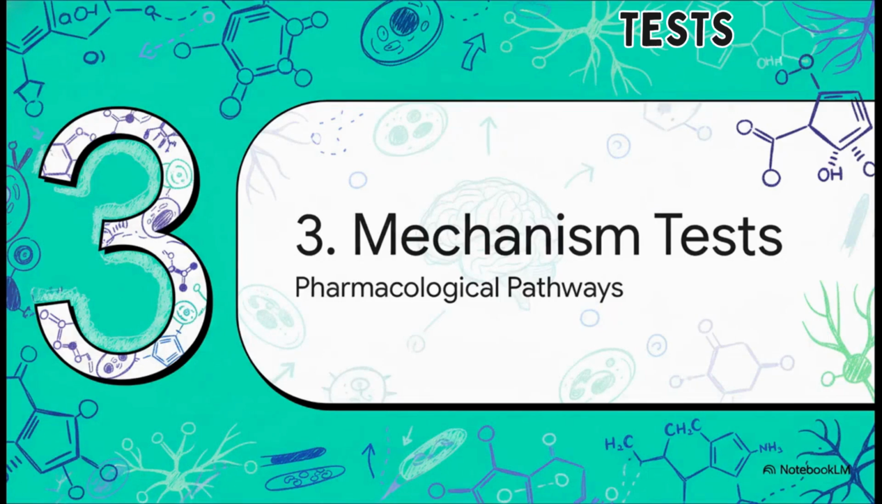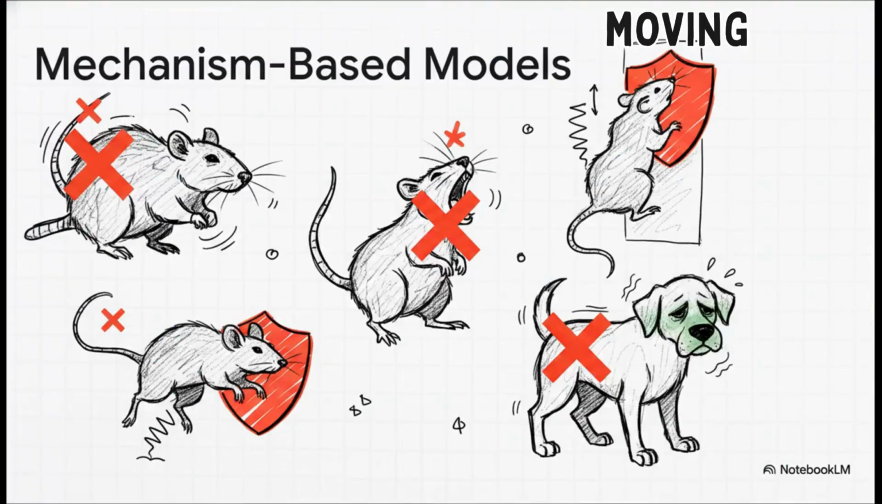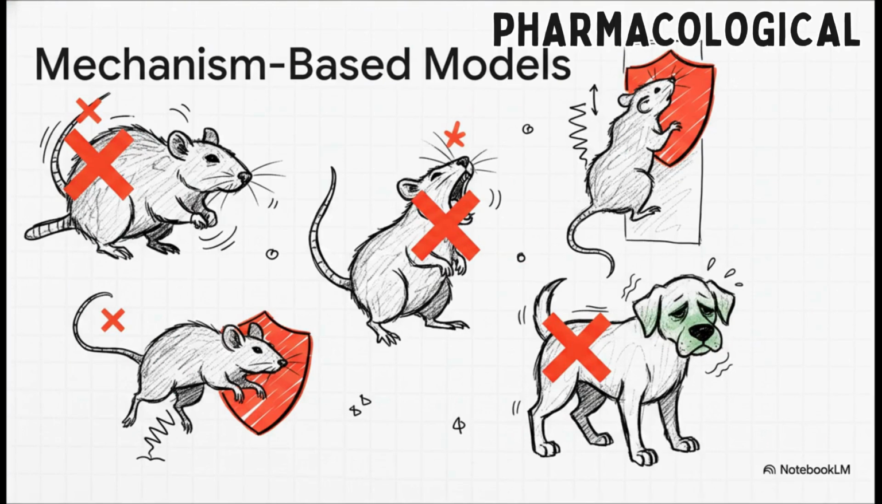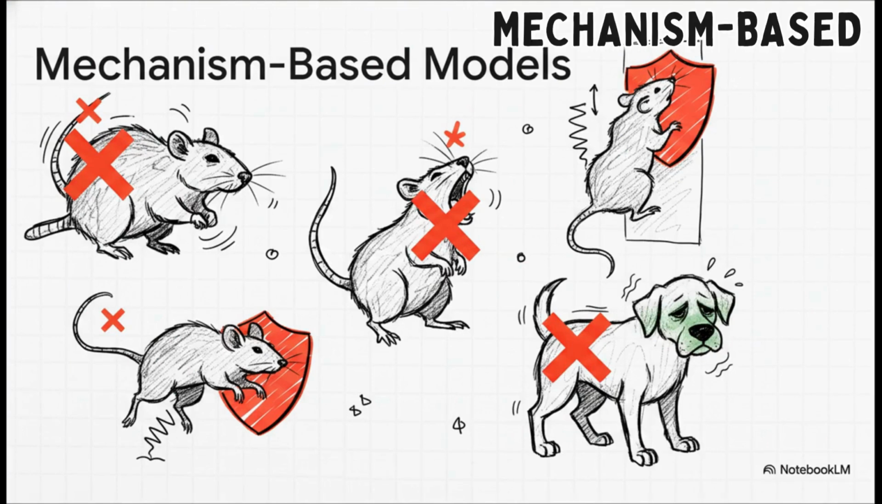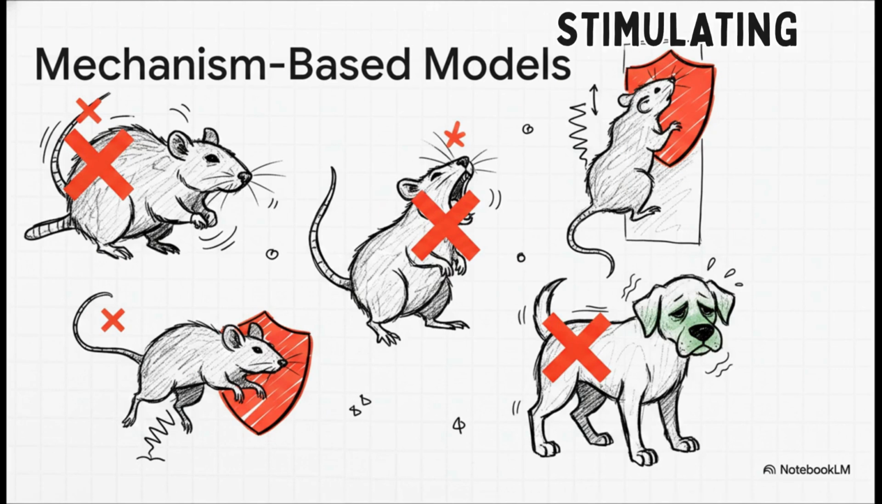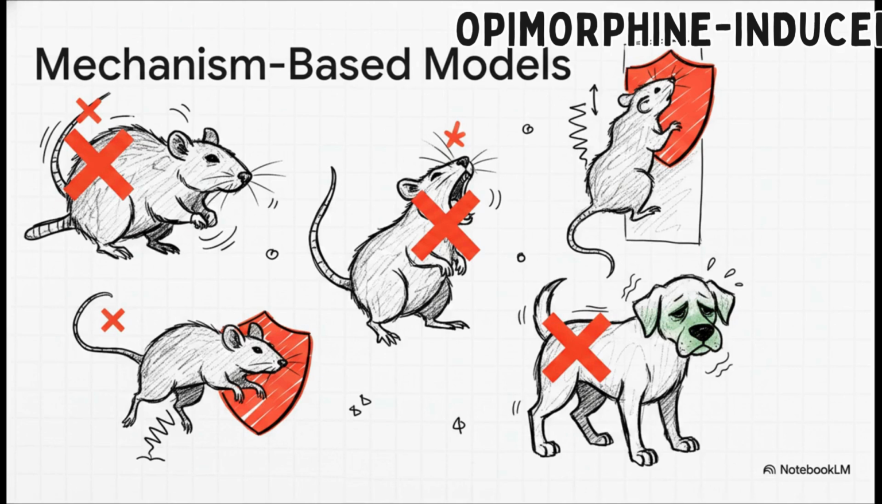Section 3. Tests based on mechanism of action. We're shifting gears now. We're moving from observing pure behavior, like climbing, to targeting specific pharmacological pathways. These mechanism-based models generally rely on stimulating the dopaminergic system with an agonist, and then watching how our test antipsychotic antagonizes or blocks those effects. For example, we look at the inhibition of amphetamine stereotypy, where amphetamine causes continuous sniffing and chewing, but neuroleptics prevent it. There's also the inhibition of apomorphine-induced climbing.